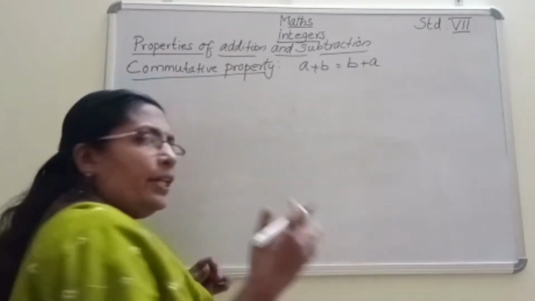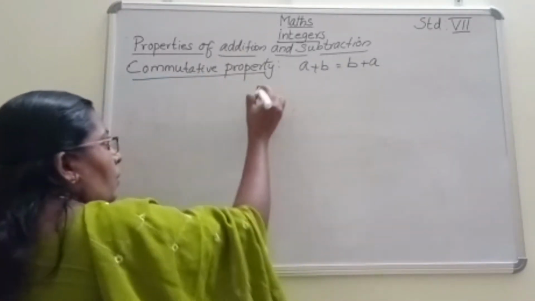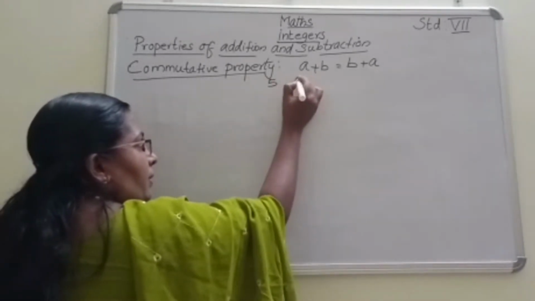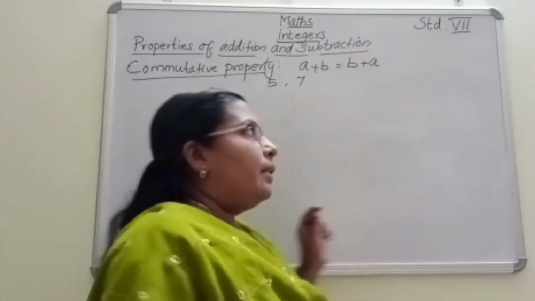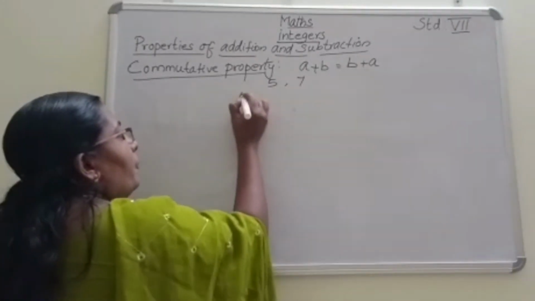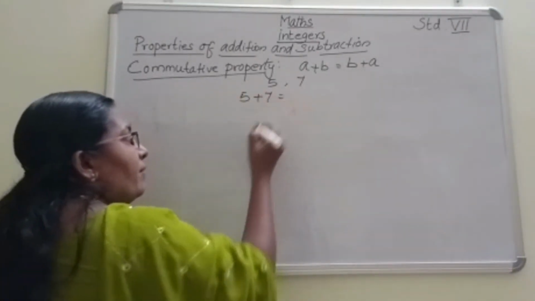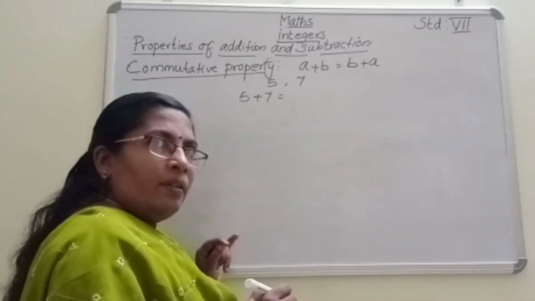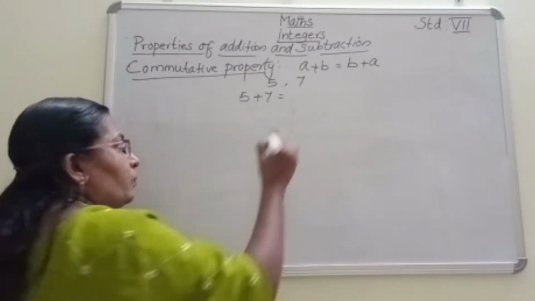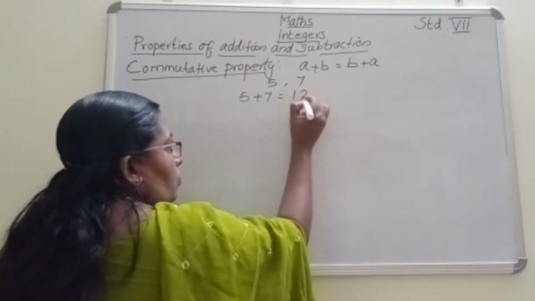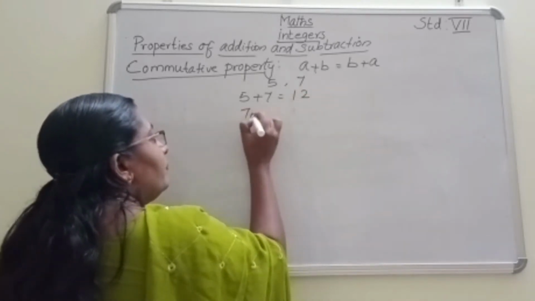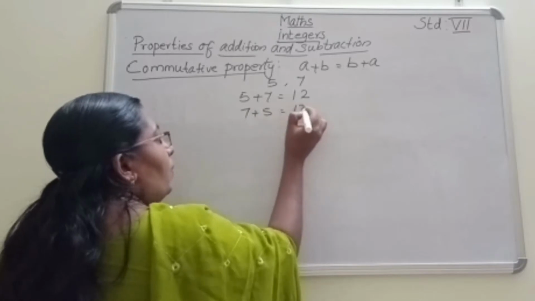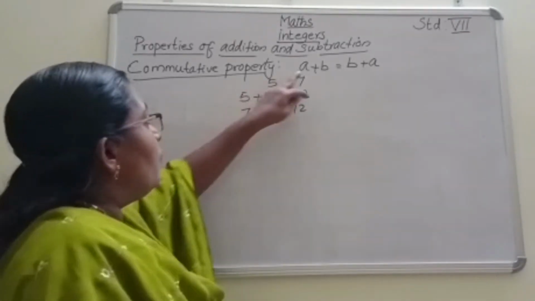That is, take any two numbers, 5 and 7. These are two integers. And 5 plus 7, what is the answer? 12. Listen, 7 plus 5, 12. That is, A is 5.